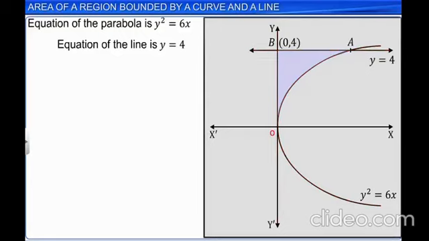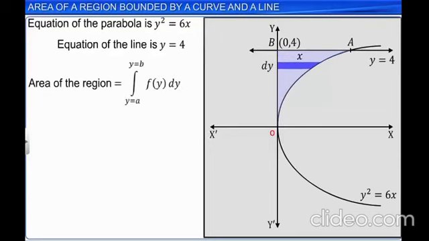Begin by taking a horizontal strip of width dy. This strip will span from x = 0 to y² = 6x, and will cover the entire shaded region if we move it horizontally from y = 0 to y = 4. So the area of this region can be calculated by using the formula integral of f(y) dy from y = a to y = b. Here f(y) is the height of the strip.